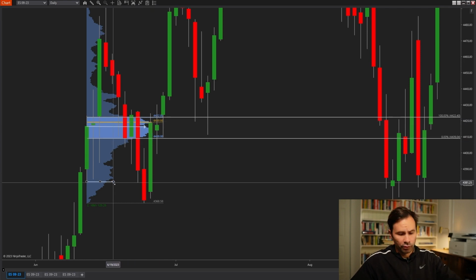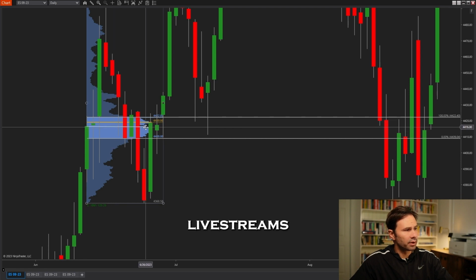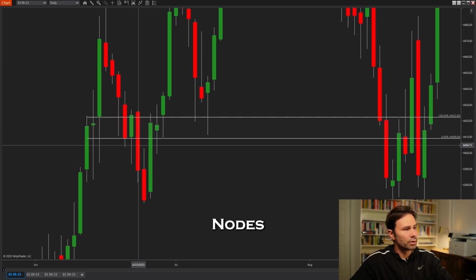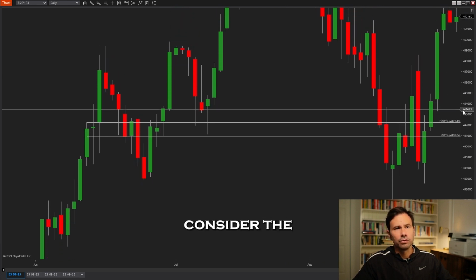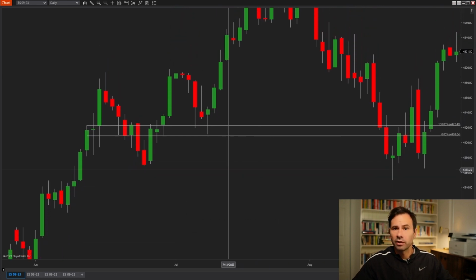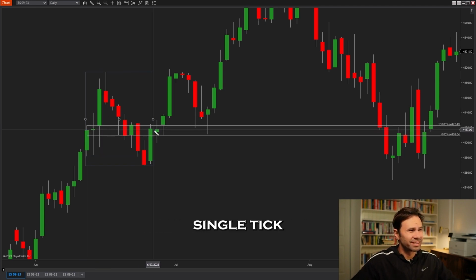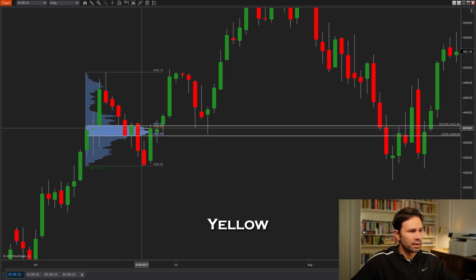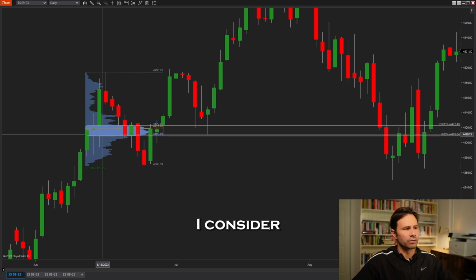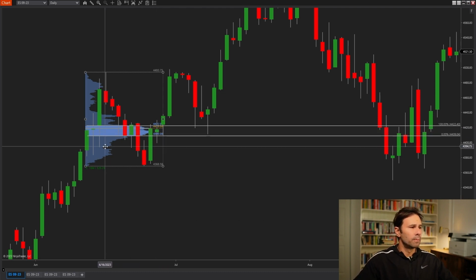Okay, so if you see my live streams, you will hear me talking about high volume nodes, volume profile, or commitment of traders, or value areas. I do consider the three things the same concept. So you will hear me sometimes saying either of those terms. Which in reality, COT, commitment of traders, is this one single tick, meaning this yellow line, that's the COT. And the high volume node, I consider as an area, okay?